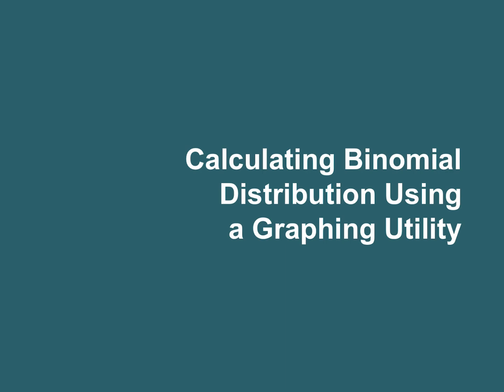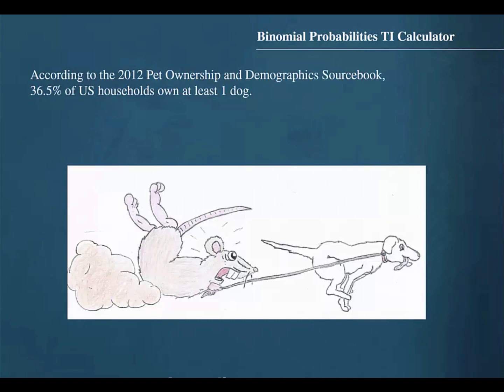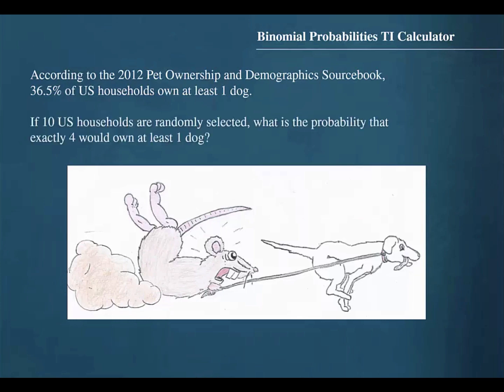Calculating a binomial distribution using a graphing utility. According to the 2012 Pet Ownership and Demographics Sourcebook, 36.5% of U.S. households own at least one dog. If 10 U.S. households are randomly selected, what is the probability that exactly 4 would own at least one dog?